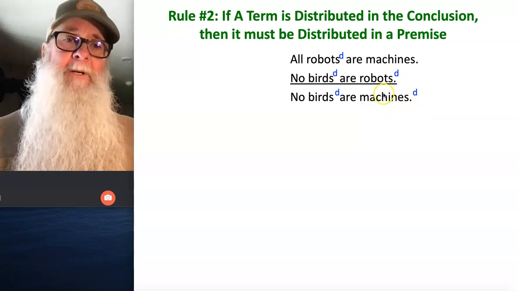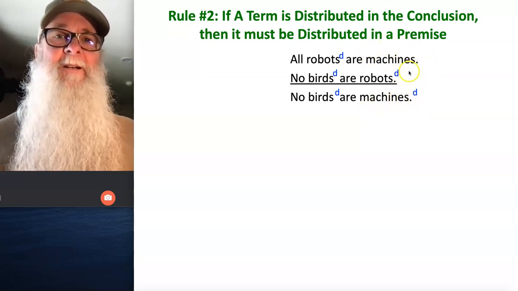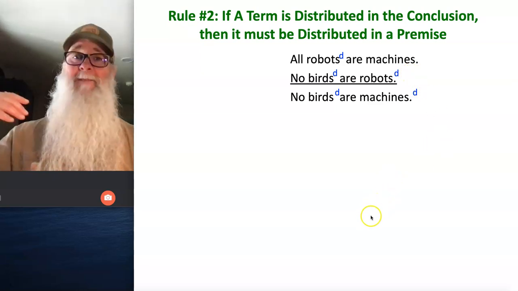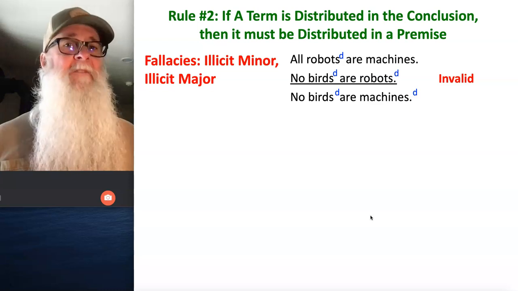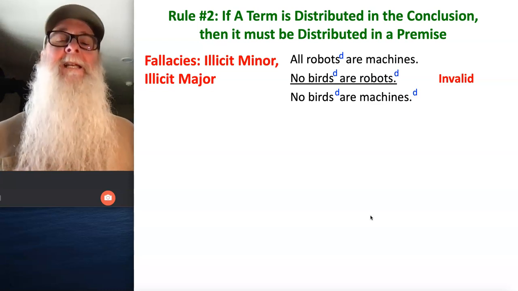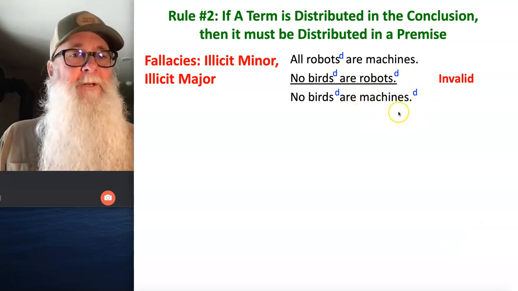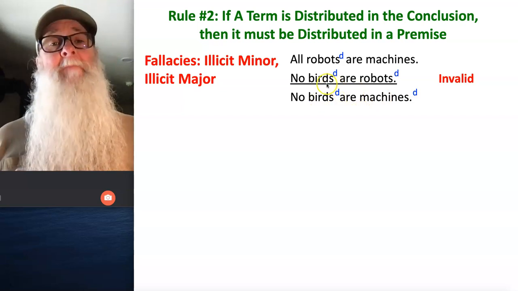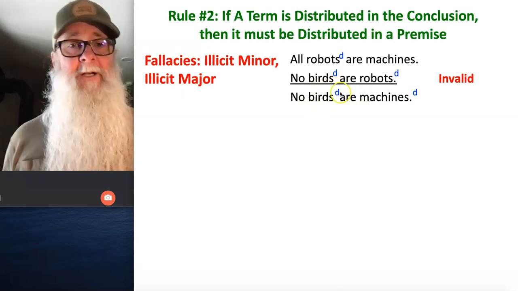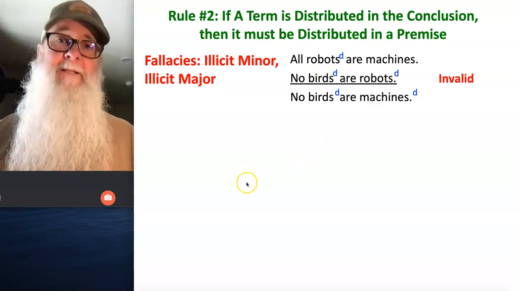The major term, the predicate of the conclusion, is distributed. And it's not distributed up here in the premise. And this tells us this argument does not adhere to rule number 2, and that means the argument is invalid. And the fallacy that proves it invalid is illicit major, because we have the major term distributed in the conclusion, but not in the premise. Had it been the case that our minor term, birds, were distributed in the conclusion, but not in a premise, then we'd have the fallacy of illicit minor.